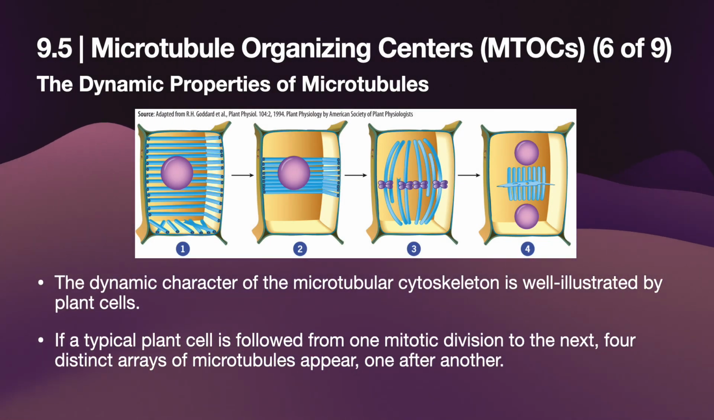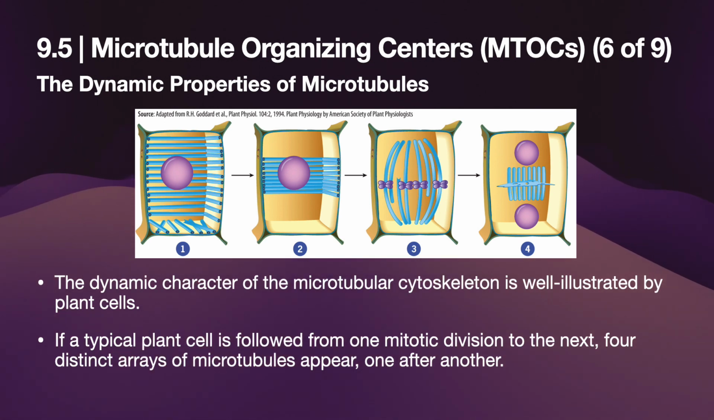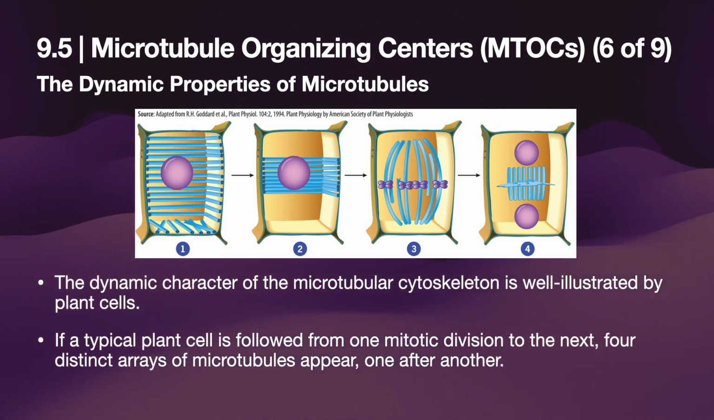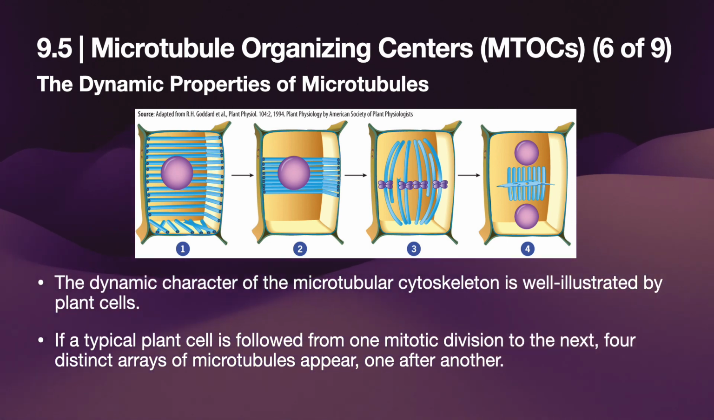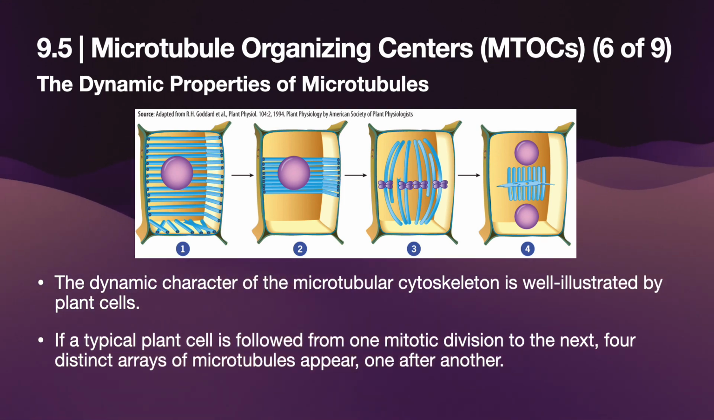This is an example of a plant cell, and this is the dynamic character of the microtubular skeleton. If a typical plant cell is followed from one mitotic division to the next, four distinct arrays of microtubules appear one after another.